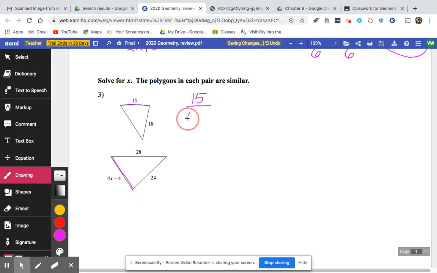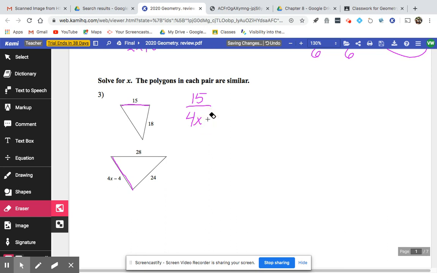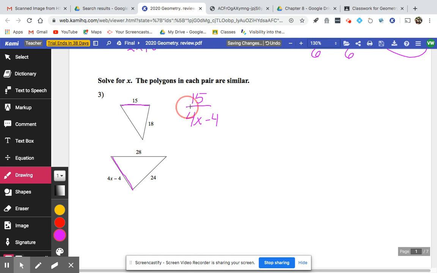So 15 over 4x. Whoops, I did it again. This is actually take 2 on this video because I made the exact same mistake in the last take. Minus 4. I get too carried away sometimes. So 15 over 4x minus 4. Now you have to figure out which other side corresponds to the 18. Is it the 28 or the 24? To help you out, rotate your paper and compare the triangles. You'll see that this 18 and this 24 correspond.